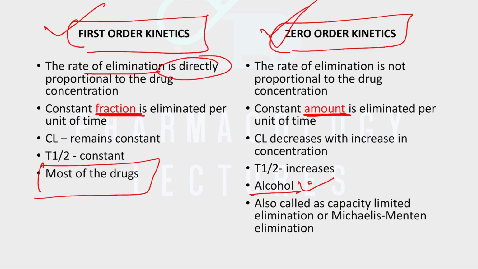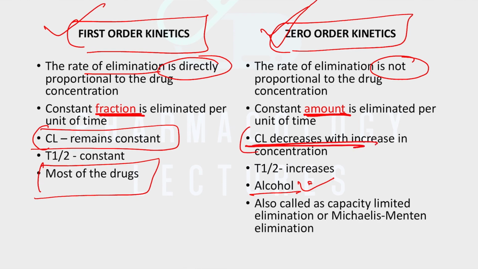Here the rate of elimination is directly proportional to concentration, while here the rate of elimination is not proportional to the concentration. Here the clearance remains constant, because if you increase the concentration, at the same time the rate of elimination increases, so clearance will remain constant. While here, if you increase the concentration, there is no increase in the rate of elimination, so clearance of the drug decreases and there is more accumulation of drugs.